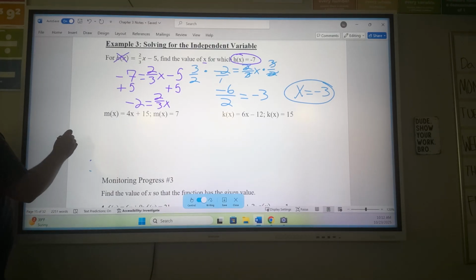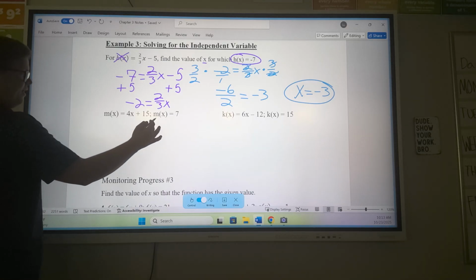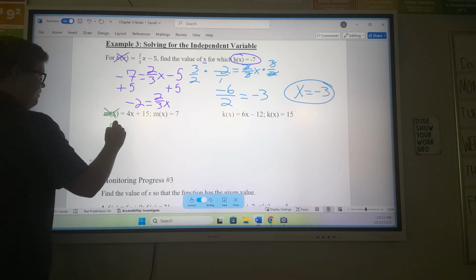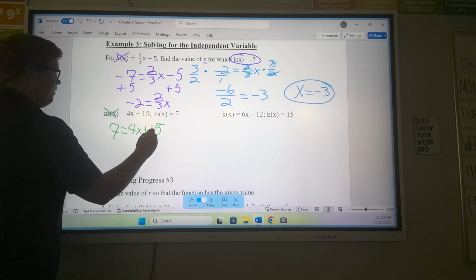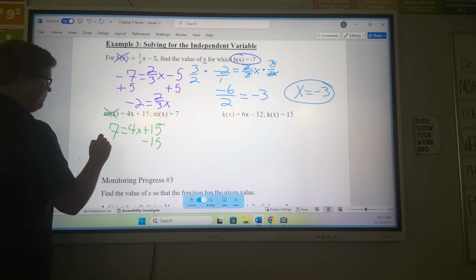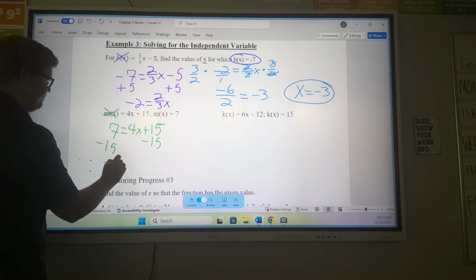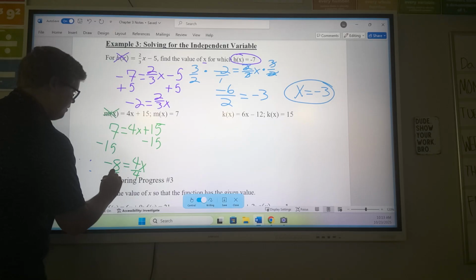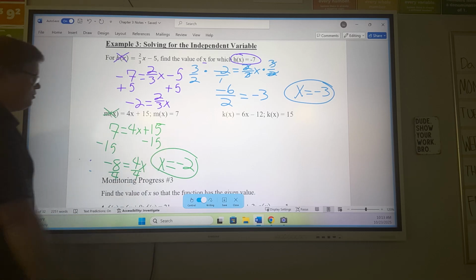Okay, now move on to the next one. M of x equals 7. So we are taking this m of x out and we are putting 7 in its place. 7 equals 4x plus 15. We subtract 15. 7 minus 15 gives us negative 8. And now we know that we have to divide by 4, which gives us x equals negative 2.